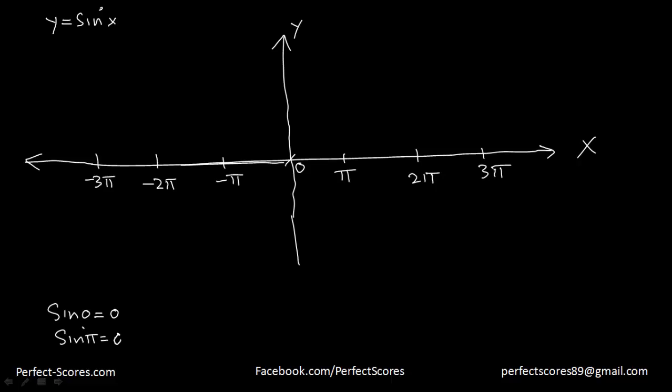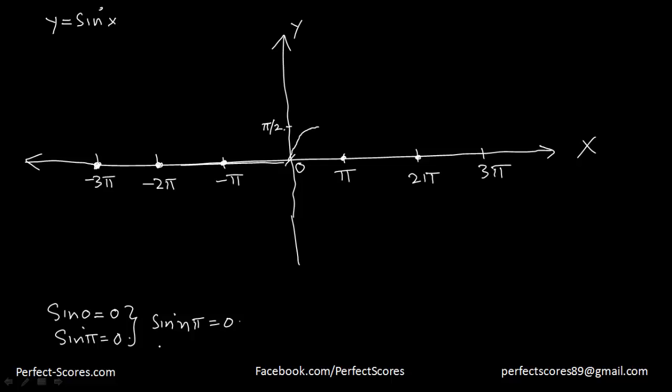Now we know that sine 0 is 0, sine pi is also 0, right? We already know that sine of n pi is 0. So all the values of the sine function at these points are going to be 0. And as the value of x increases, the value of sine increases, and it attains a maximum value right here, that is at pi by 2.